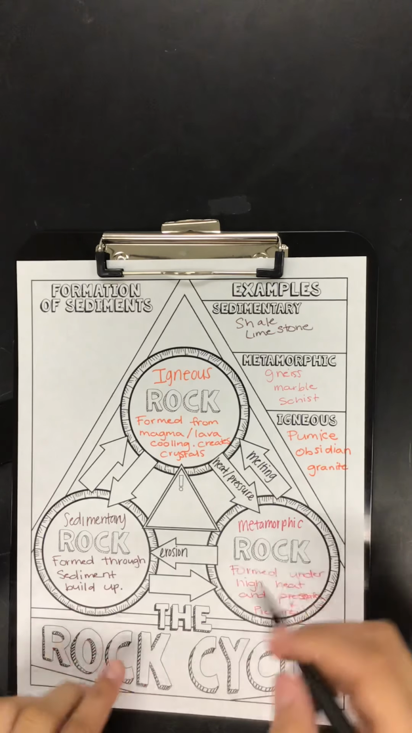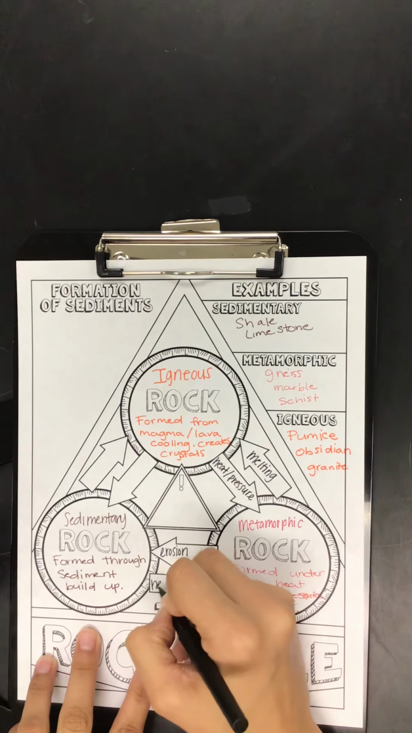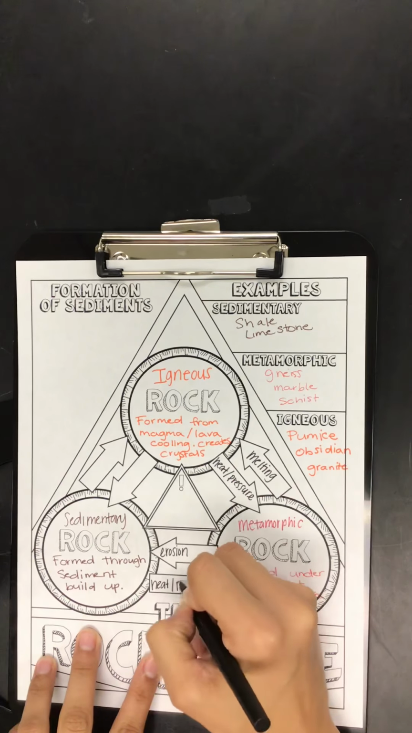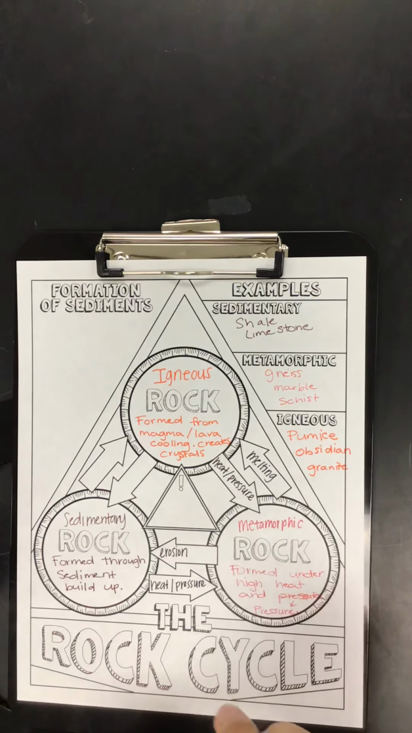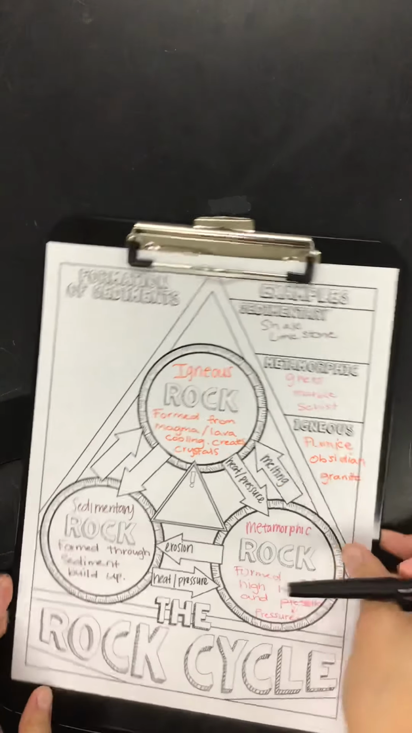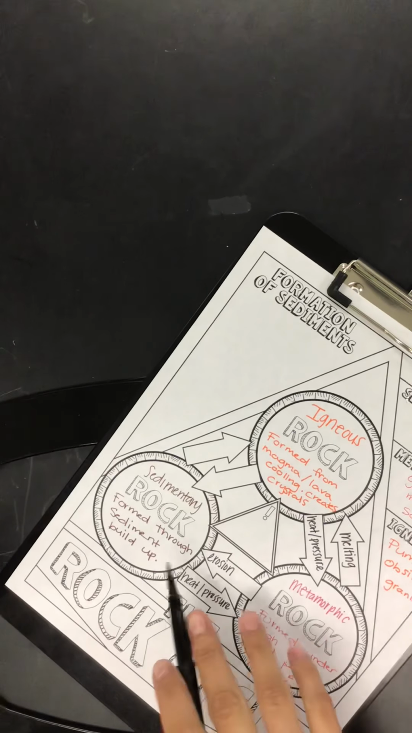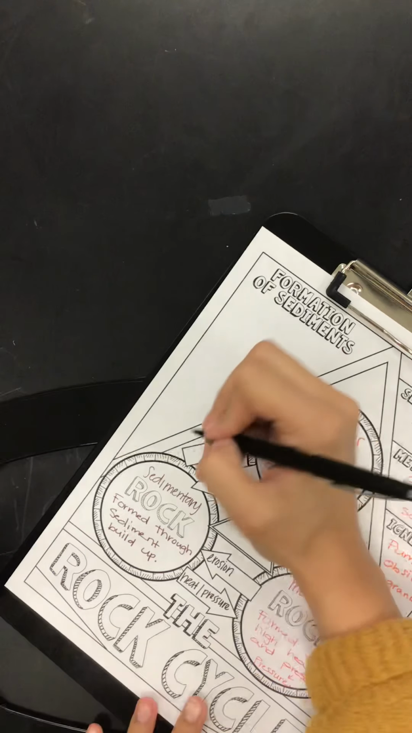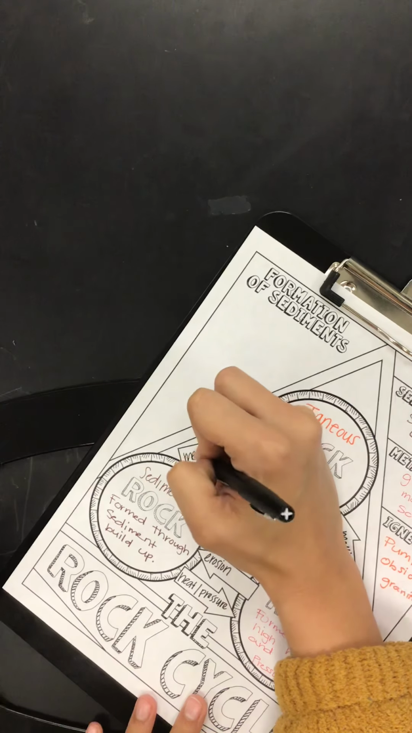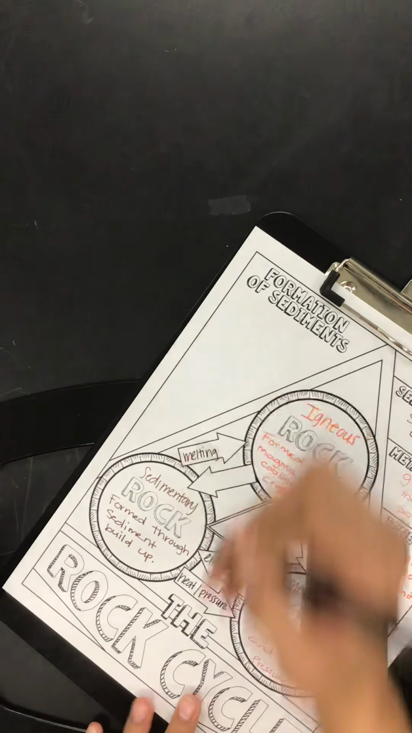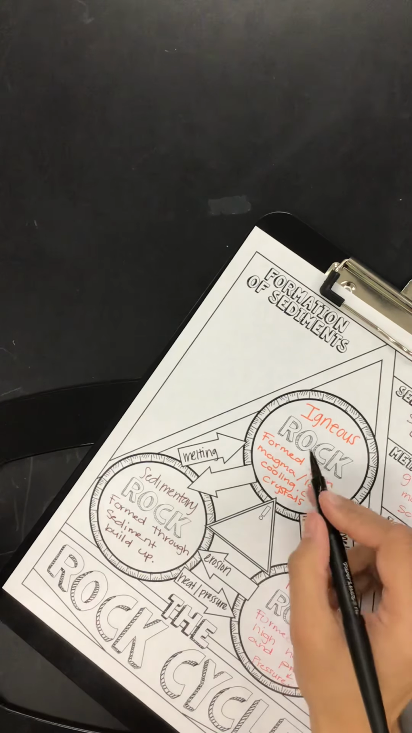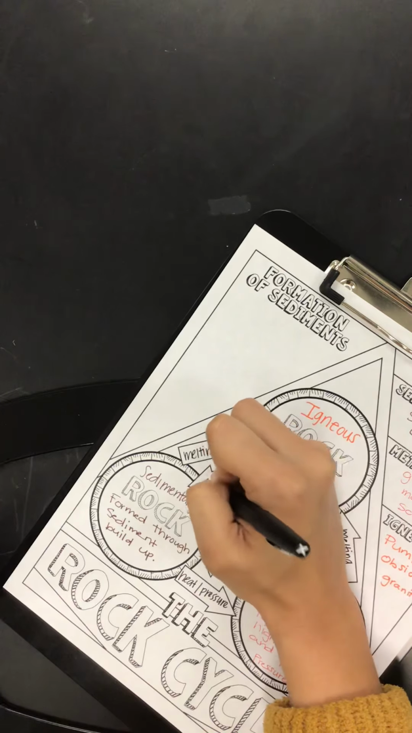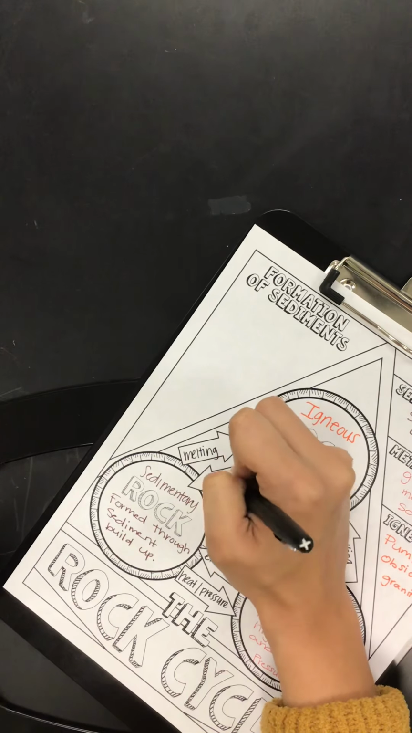For a sedimentary to turn metamorphic, the key word is heat and pressure. And lastly, for a sedimentary rock to turn igneous, we need melting again. It'd have to be melted down, allowed to recool, that way the crystals are formed. And then for igneous rock to turn sedimentary, we need erosion.